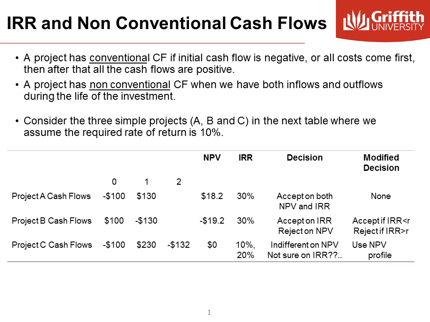A project has non-conventional cash flows when we have both inflows and outflows during the life of the investment. What happens then is that we have multiple IRRs. We don't know which one is relevant for our decision-making purpose.